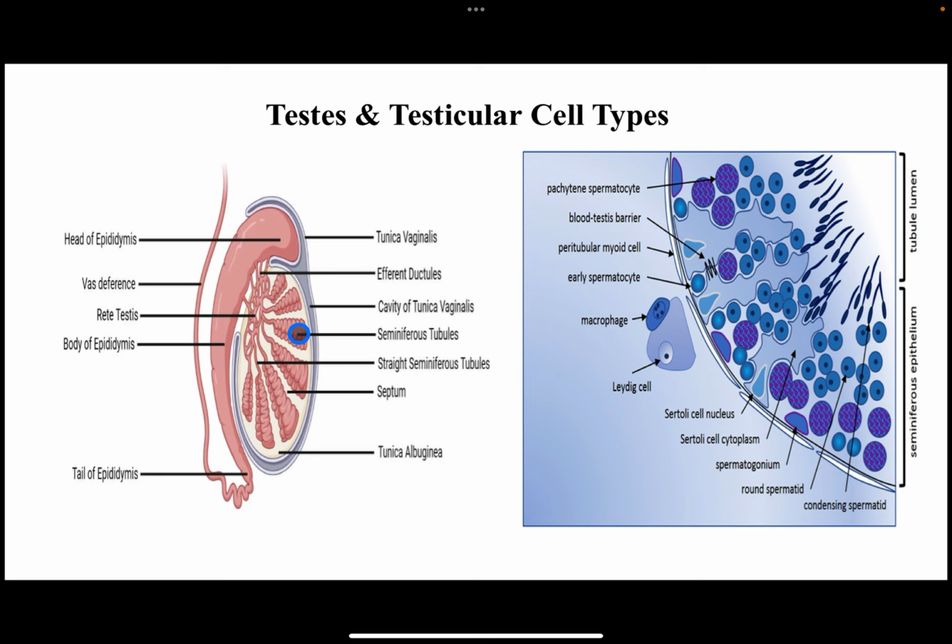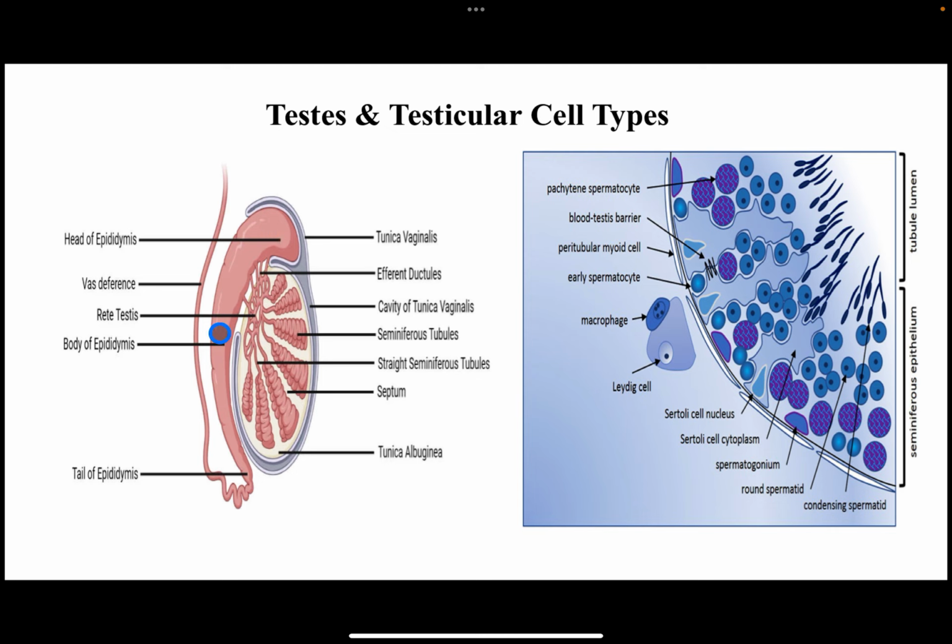Okay, great. So we have the seminiferous tubules, we have the septum, we have the straight seminiferous tubules. Then from the straight seminiferous tubules, we come to the rete testis, then to the efferent ductules, and then to the epididymis. We learned that the epididymis also has some parts. It has the tail, the body, and the head of the epididymis. Then the epididymis is connected to the vas deferens.